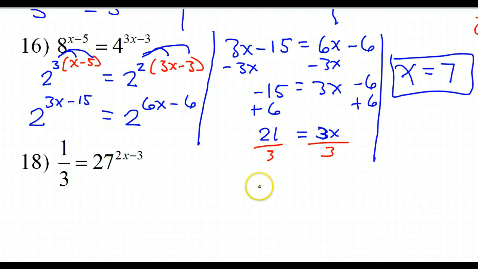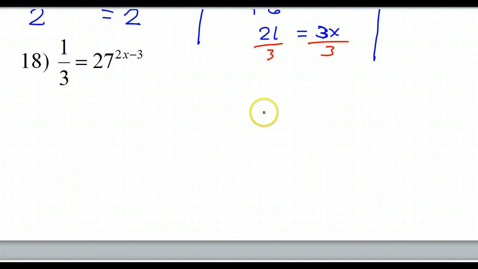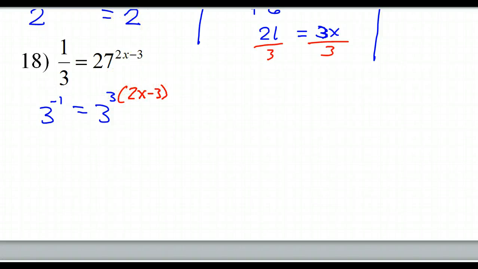Okay, back to solving equations. Let's take a look at number 18. Looking at number 18, I see the 3 and then I see the 27. Both of these can be written as a base 3. Of course, 1/3 can be written as 3 to the -1 power. 27 can be written as 3 to the 3rd power. The existing exponent here I will keep, and I will wind up distributing.